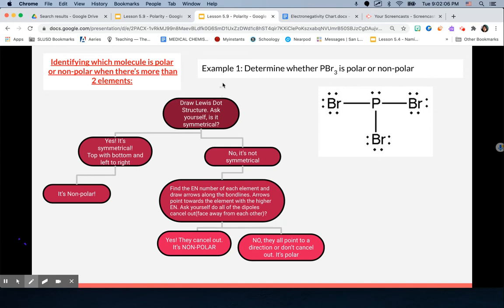Okay, same flowcharts, different problem. So here in this example, determine whether PBr3 is polar or nonpolar. So we drew the Lewis dot structure. Let's check if it's symmetrical.